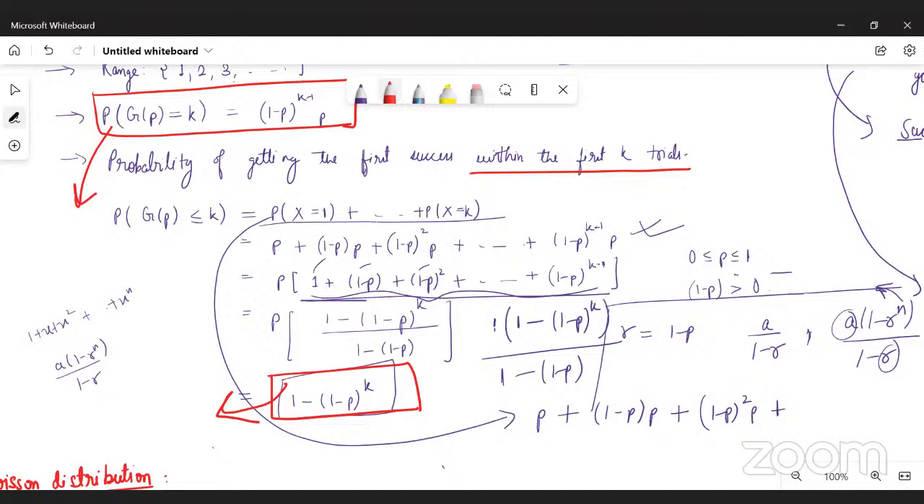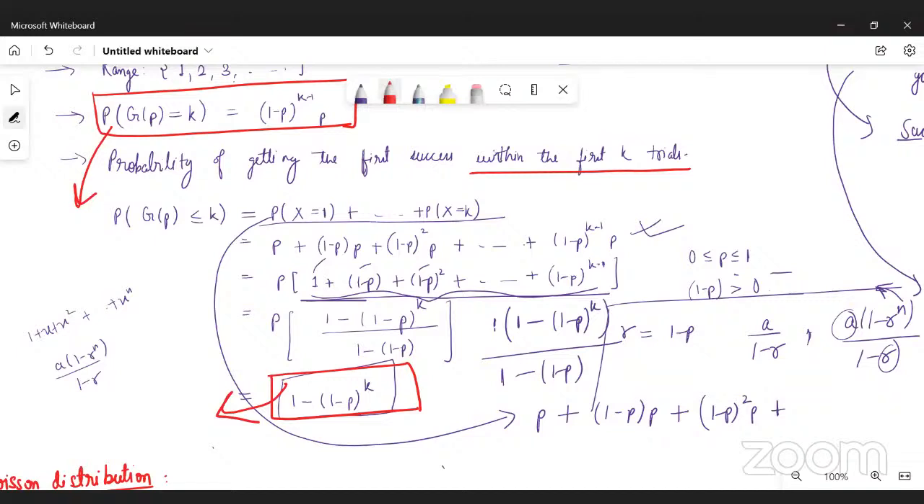So if I fix that, let's say I'm getting my first head on the third trial, what is the probability that you get the first head on the third trial? Suppose your coin is fair.